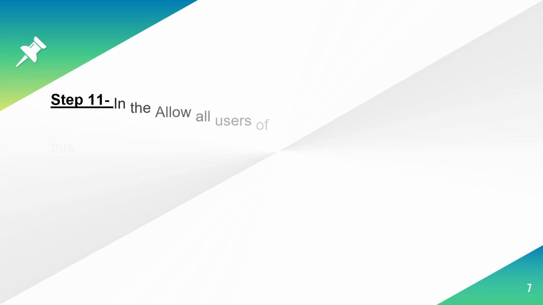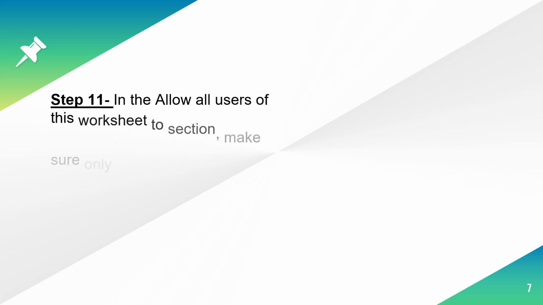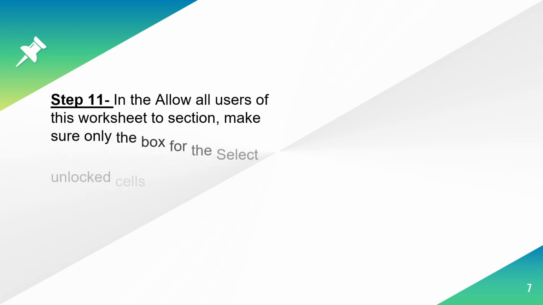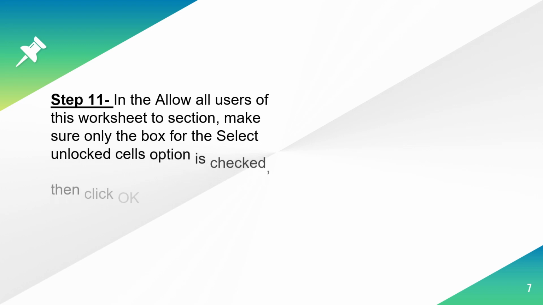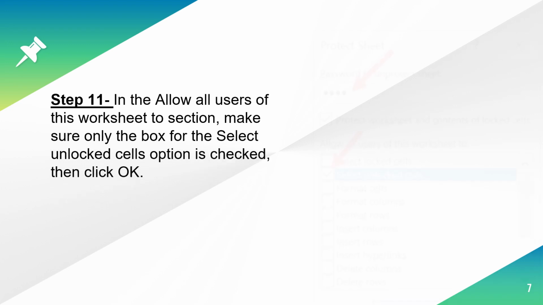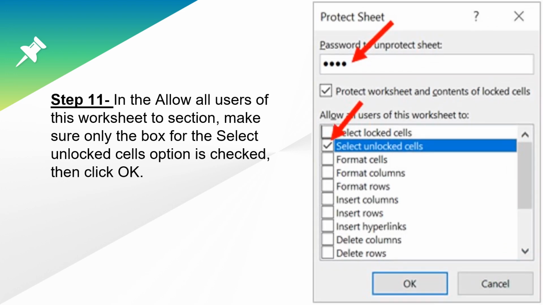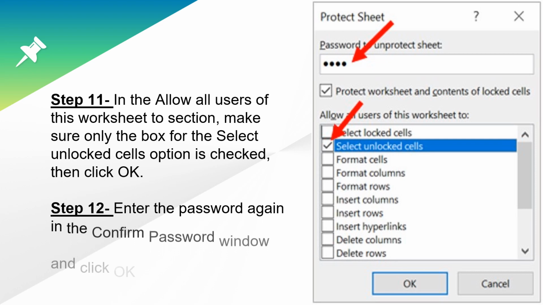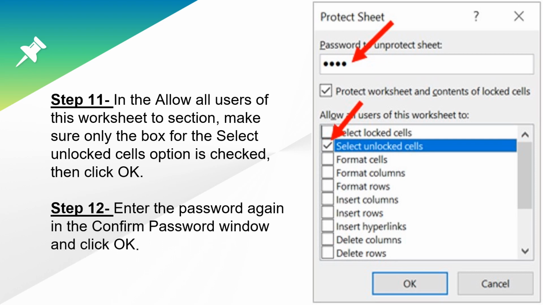Step 11. In the Allow all users of this worksheet to section, make sure only the box for the Select Unlocked Cells option is checked. Then click OK. Step 12. Enter the password again in the Confirm Password window and click OK.